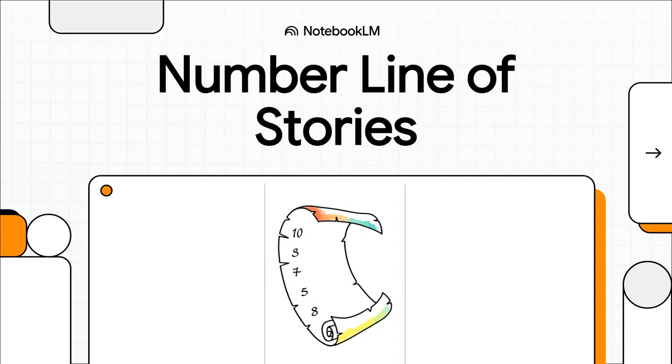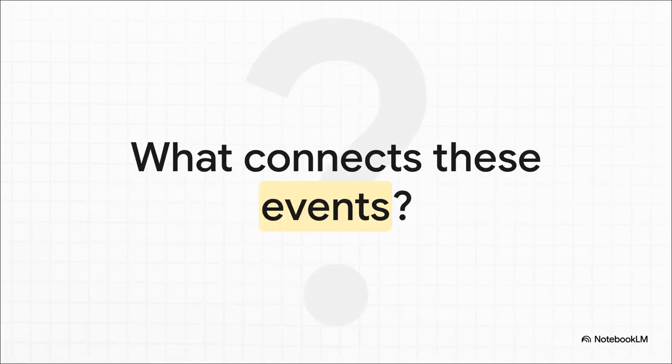All right, let's dive into something really cool from our source material today. It's called The Number Line of Ancient Stories. And you might be thinking, what could ancient stories possibly have to do with, well, a number line? So get this. What do you think connects these three totally different events?